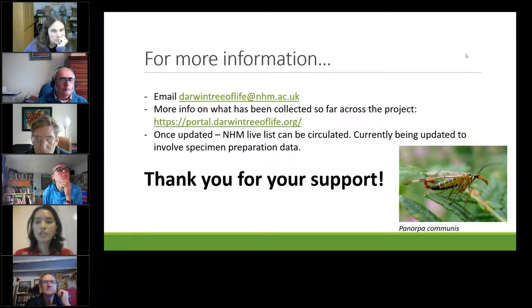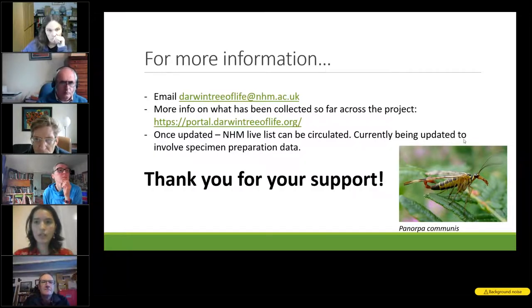In terms of what has been collected and sequenced so far in the project, like I've mentioned, our Natural History Museum database has been a little bit out of date, and we're currently trying to update this. However, if you want to see what has been sent to the Sanger Institute, this is available through the Darwin Tree of Life portal, which contains all of the information in terms of the samples that have been sent there, and that the samples are in the freezers, as well as updates on how far they are in the whole genome pipeline. As mentioned, once updated, I'm planning to circulate this live list.